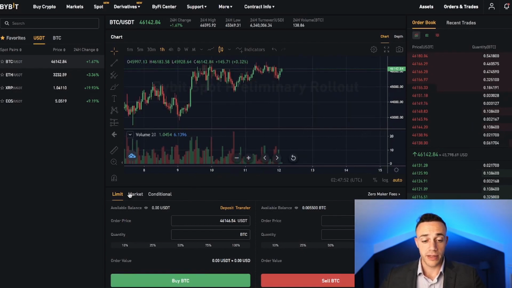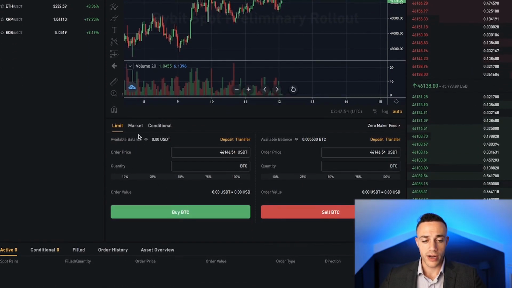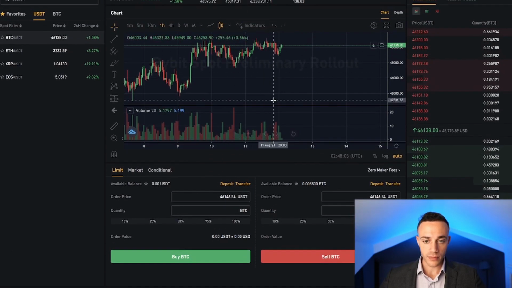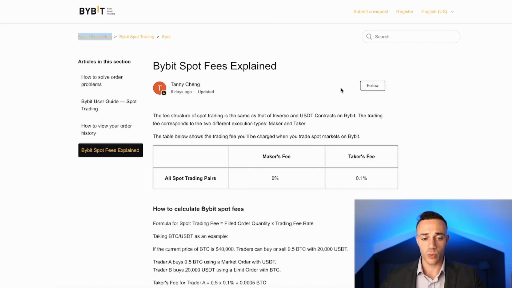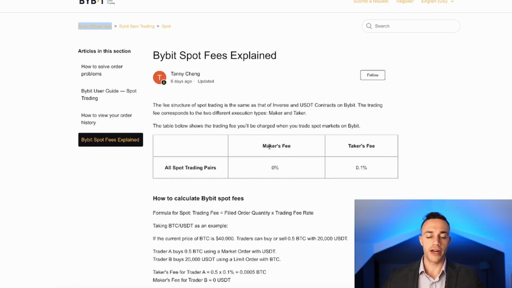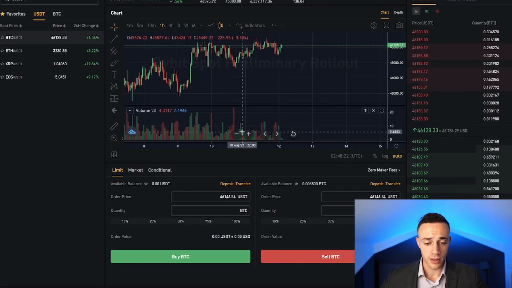And let me briefly explain the difference between a limit and a market order right here. So a limit order means you are a market maker. You are supplying liquidity to the exchange. For example, and by the way, you pay much less fees with limit orders because you are a market maker. This is the fee right here for spot trading. For a market maker, you're paying a 0% fee. For a market taker using a market order, you're going to be paying a 0.1% fee. So keep that in mind. It's really not that big of a deal.